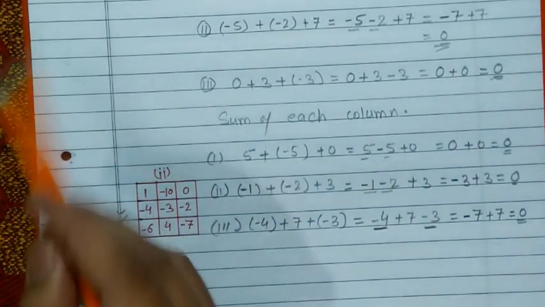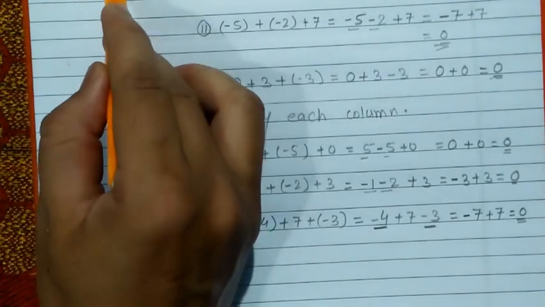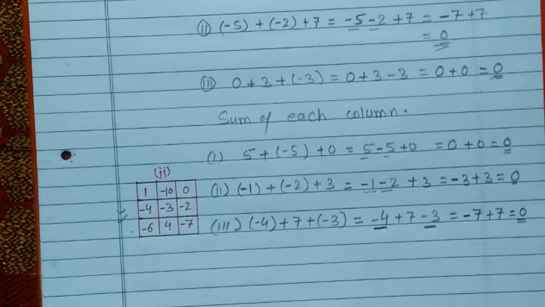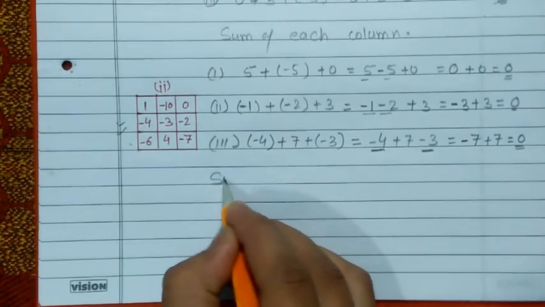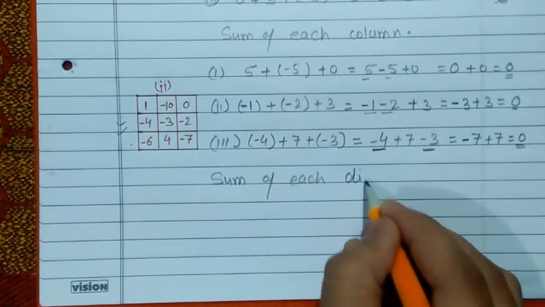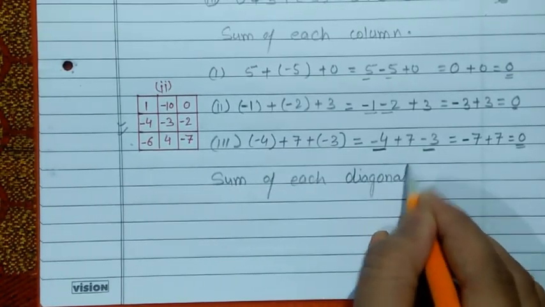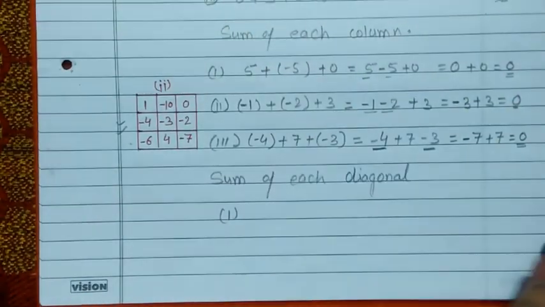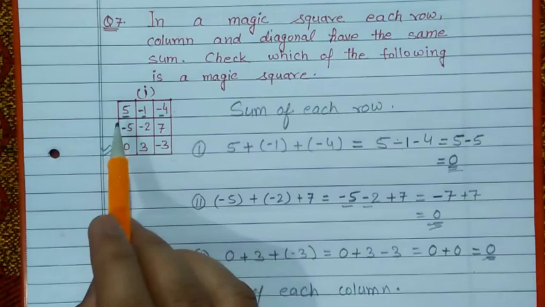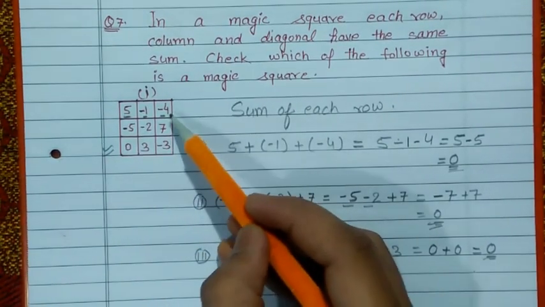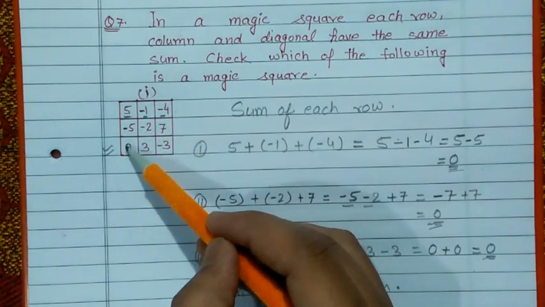So in all, the sum of each row we got 0. The sum of each column we got 0. Let's check the diagonals. Sum of each diagonal. In the first diagonal we have the integers 5, minus 2 and minus 3. Okay. Second diagonal we have minus 4, minus 2 and 0.